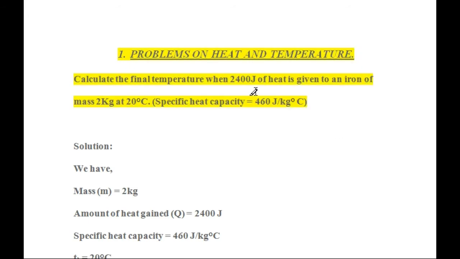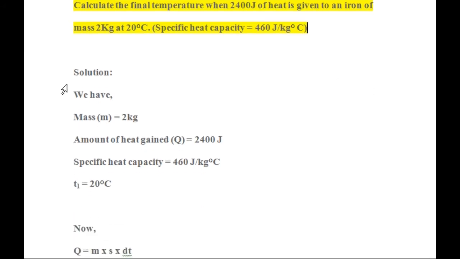Calculate the final temperature when 2400 joules of heat is given to an iron of mass 2 kg at 20 degrees Celsius, and the specific heat capacity is given as 460 joules per kg degree Celsius.